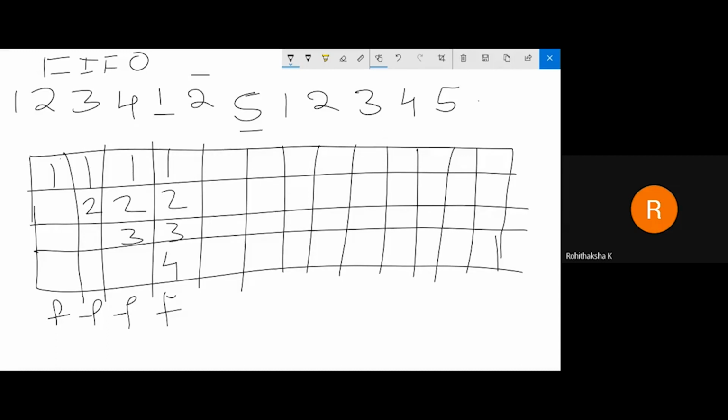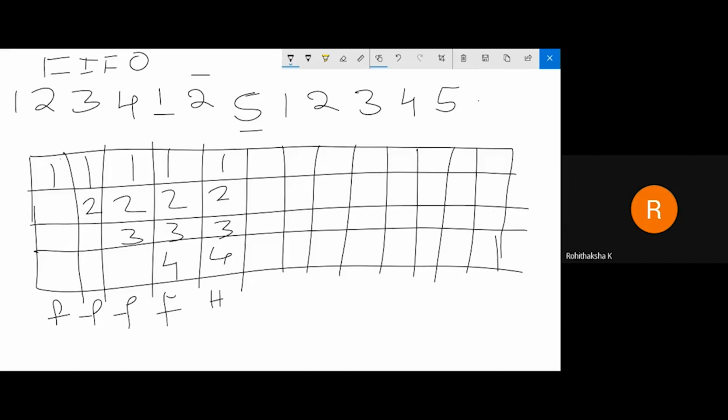Okay, so now again, please be in parallel with me. So 1, 2, 3, 4. Now the next reference string is 2. 2 is already present in the page table, so it is a page hit. So I'll just say 1, 2, 3, 4 and mark it as a page hit.